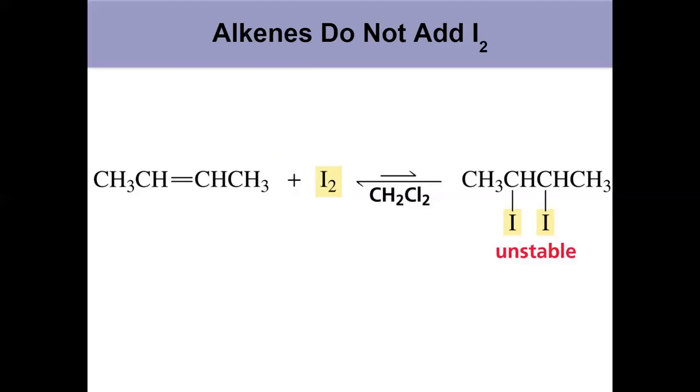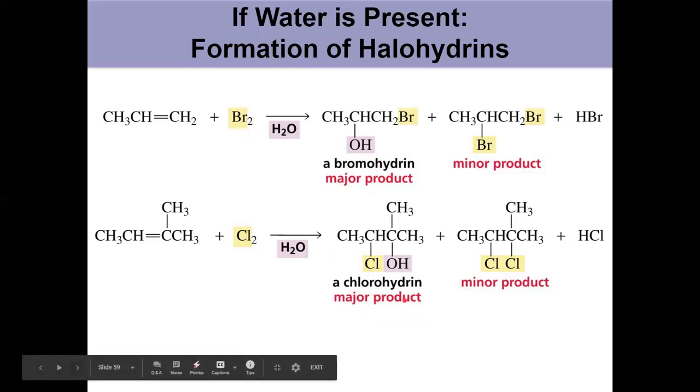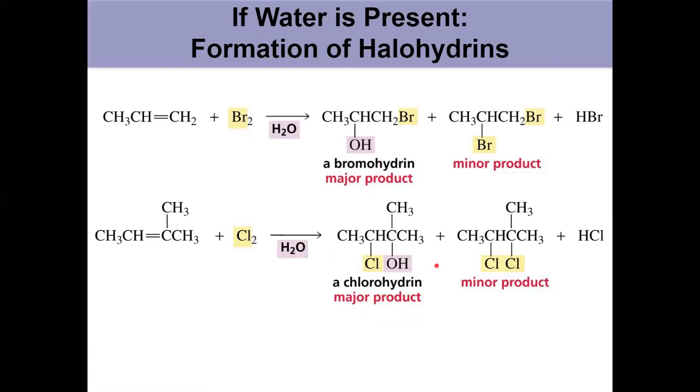Otherwise, it won't react. But do pay attention to the solvent. Dichloromethane is what we need for that reaction to go with Cl2 or Br2. If you have another solvent, it might interfere with your product. Okay? So you always have to look out for the conditions. If you have a halogen in an aqueous solution, you form what's known as a halohydrin. Bromohydrin if it's bromine, or chlorohydrin if it's chlorine. So a halohydrin is a molecule that contains both a halogen and an OH, an alcohol.